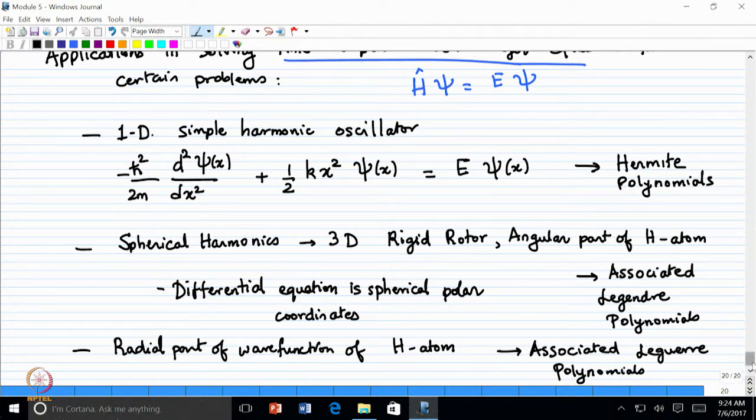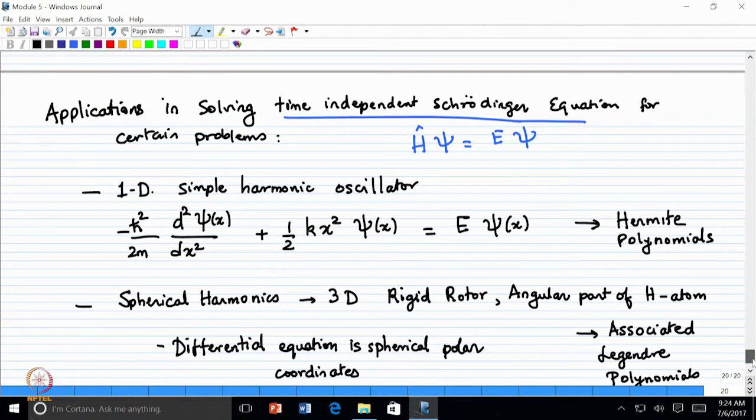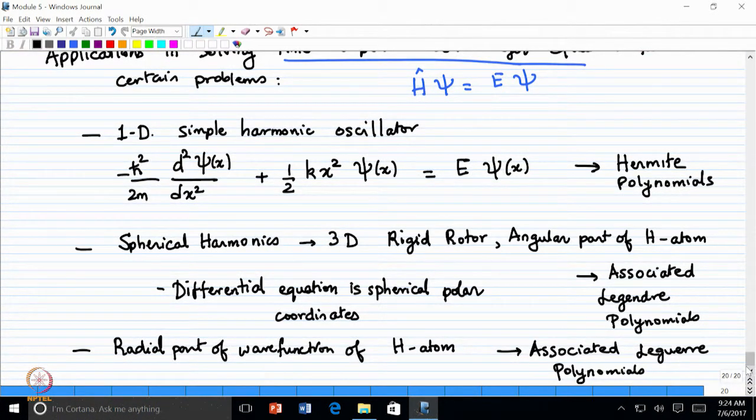I should emphasize that in each of these cases, when you get the Hermite polynomials or the Legendre polynomials or the associated Legendre polynomials, you have to use some sort of intuition or some clever tricks to actually get the differential equation in these forms. I will conclude this lecture here.